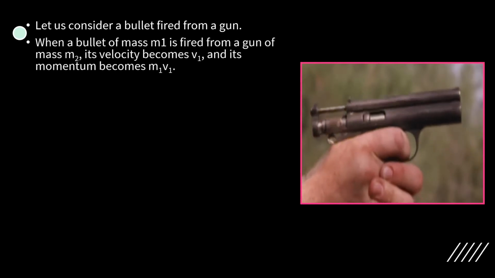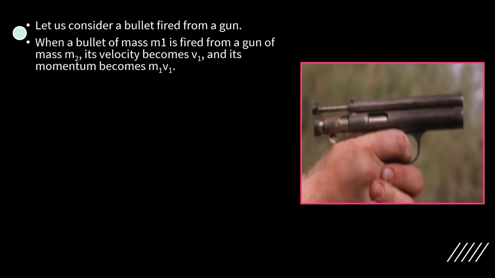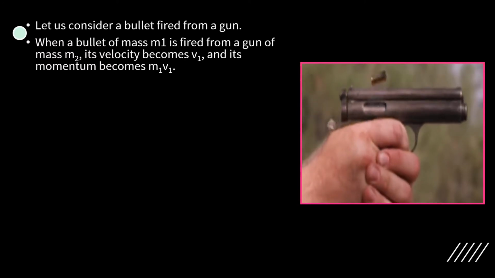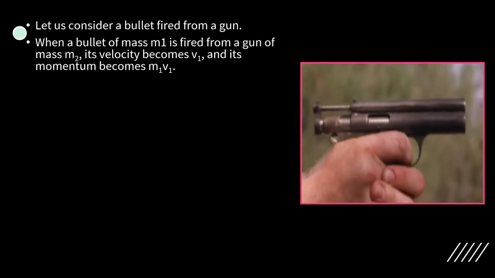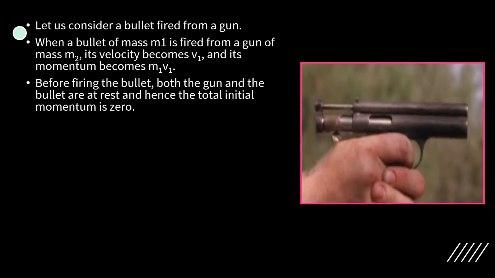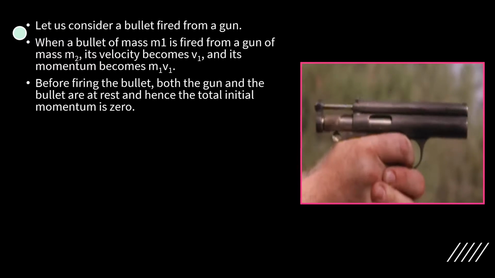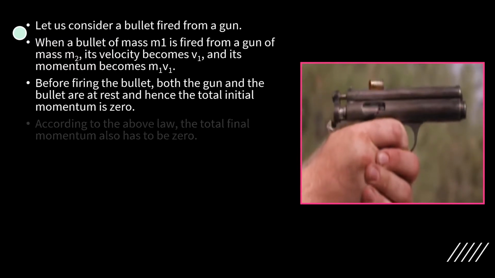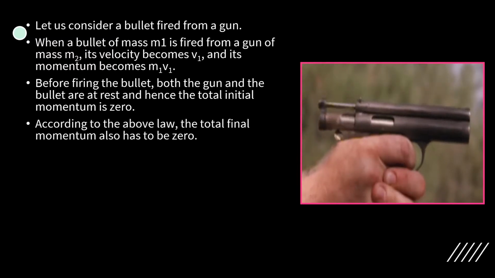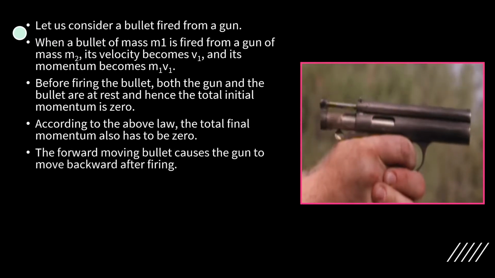Children, let us consider a bullet being fired from a gun. When a bullet of mass m1 is fired from a gun of mass m2, its velocity becomes v1 and momentum becomes m1 v1. Here the two objects are the bullet and the gun. Before firing, both the bullet and the gun are at rest. So initial momentum is 0. According to the law of conservation of momentum, the total final momentum should also be 0, isn't it?